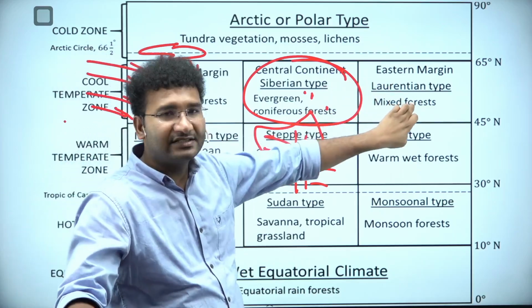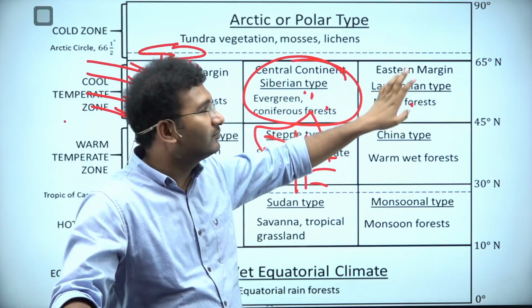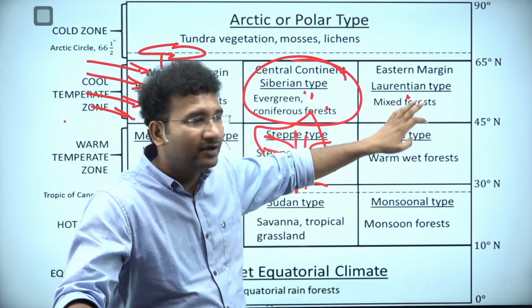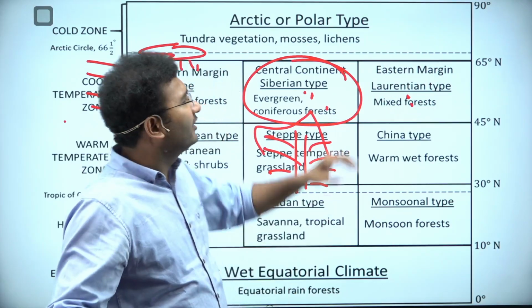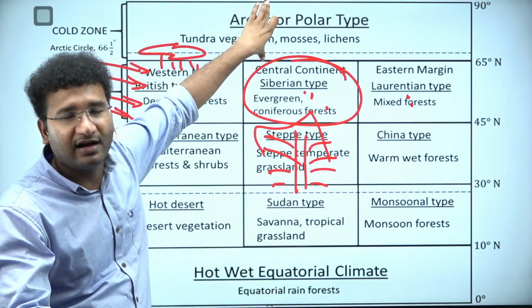Now come to the eastern side. This eastern margin is also called Laurentian type, from 45 to 65, right? And you go to the polar region. This is your polar Arctic.